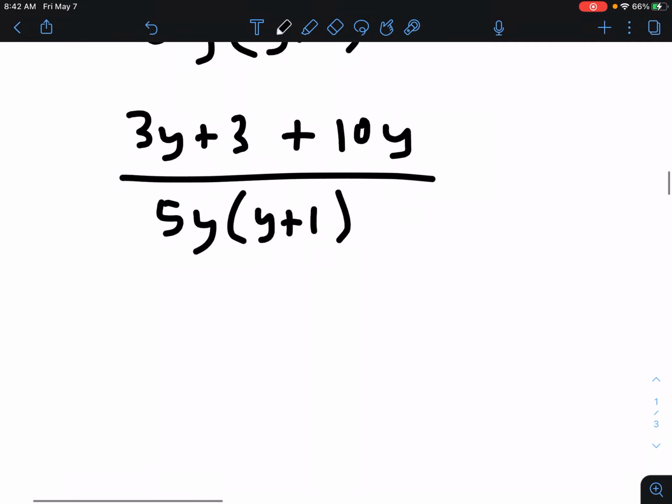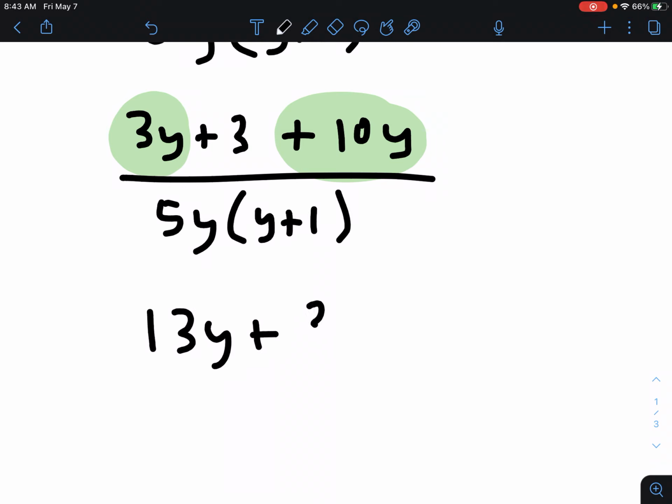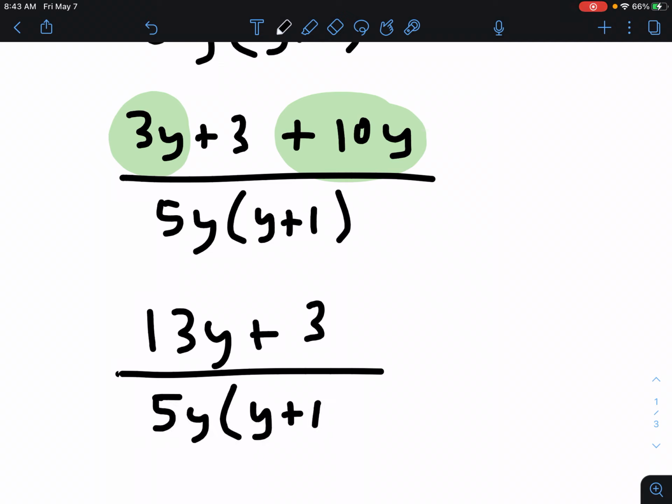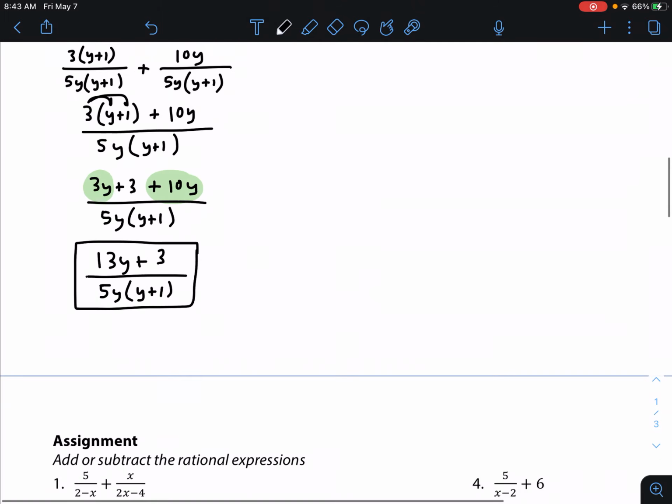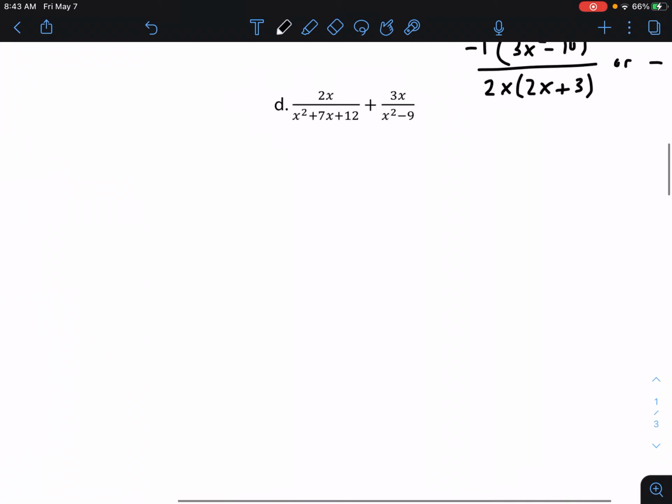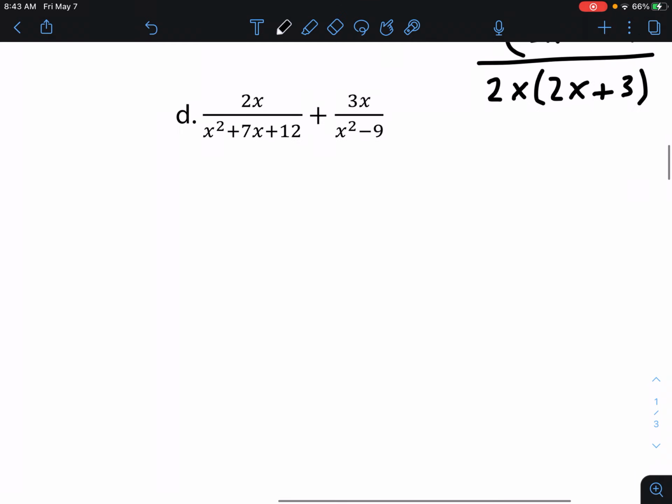And then combine like terms. We got to get somewhere we actually cancel some stuff. So we have 13y plus 3 over 5y times y plus 1. And that's it. And we got one more. Hopefully we can cancel something here. I don't know if we will be able to. We'll find out.